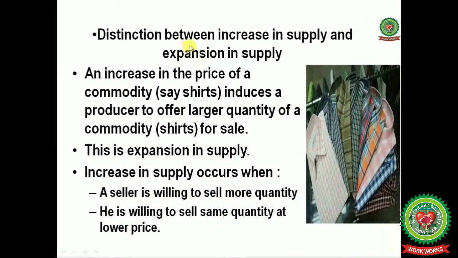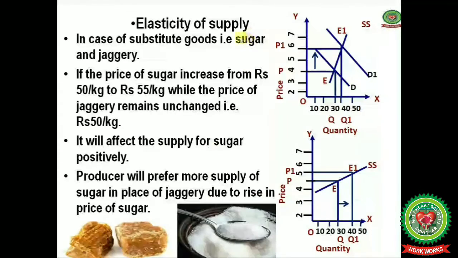Next one is the main distinction between the increase in supply and expansion in supply. An increase in the price of a commodity, say shirts, induces a producer to offer a larger quantity of the commodity for sale. This is expansion in supply. Increase in supply occurs when a seller is willing to sell more quantity, or is willing to sell the same quantity at a lower price. Next one is elasticity of supply.